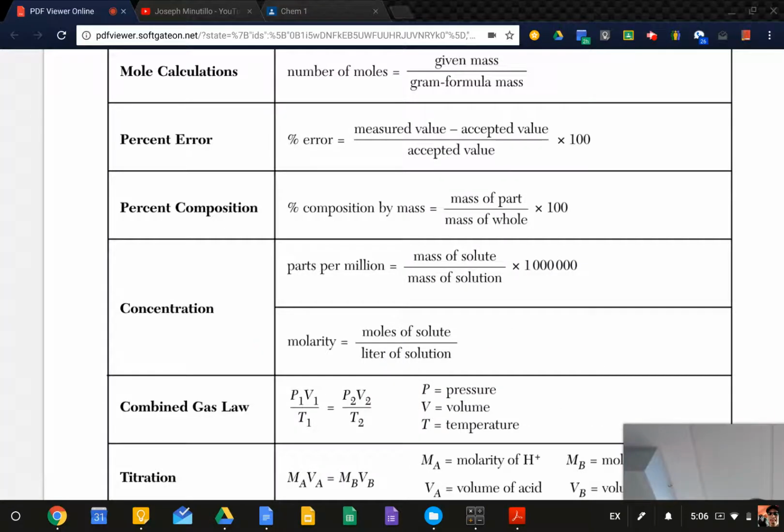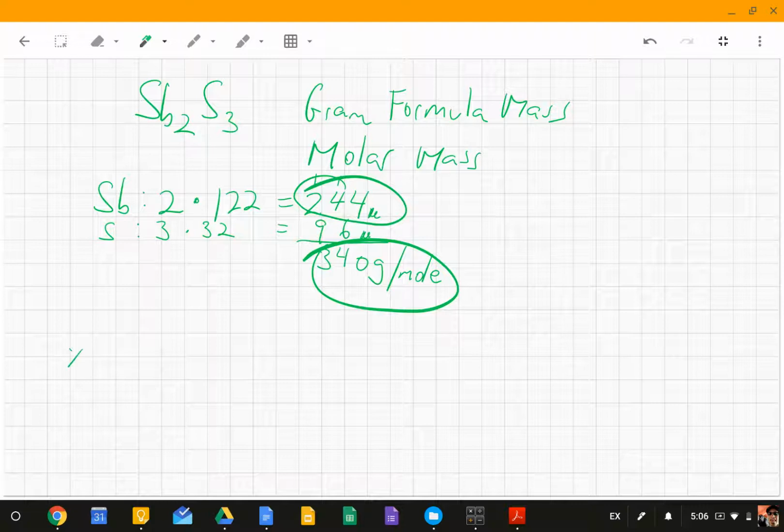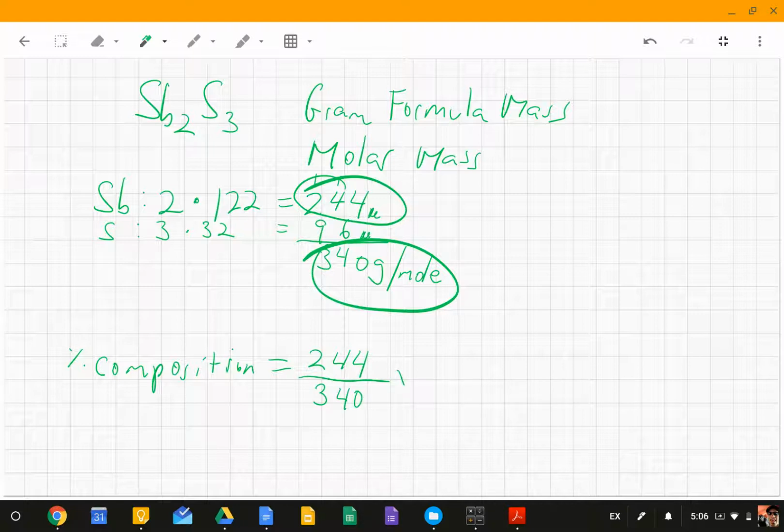So let's follow the equation. It's going to be the part divided by the total times 100. So if you notice, the mass of the 2 antimony atoms in the formula comes out to 244. And the whole mass is 340. So if we do percent composition by mass, that's going to be the mass of the part we're focusing on, which is 244, because they asked for the percent mass of antimony. And the whole is 340, and percent is times 100.